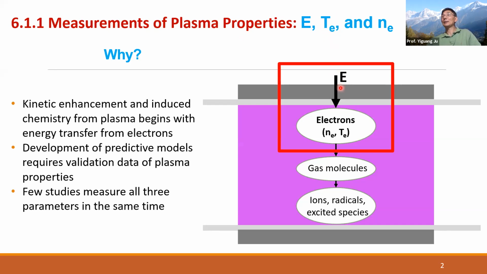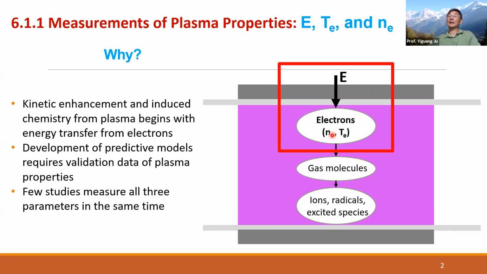In terms of plasma, the energy is coming from the electric field, and that energy and electric field accelerate the electrons. Depending on the electron temperature, the electron number density, and the electric field, the ions, radicals, and excited species produced are completely different. Therefore, quantitatively measuring the electric field, electron temperature, and number density is extremely important to develop a predictive model for plasma-assisted combustion and chemical reforming.